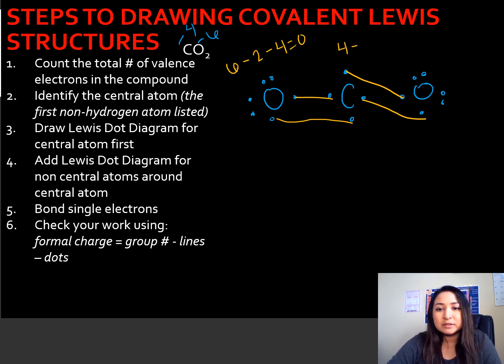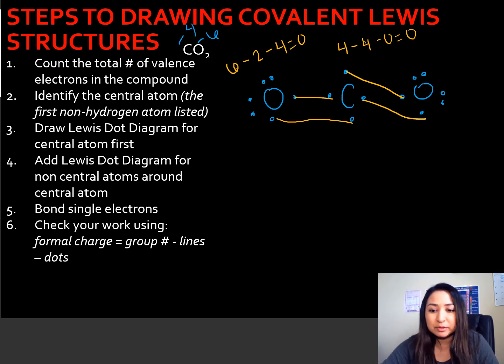Carbon has 4 valence electrons minus... I see 1, 2, 3, 4 lines on it, and there are 0 dots left over. So our formal charge is 0. That means we drew it well. There aren't any leftover electrons anywhere.